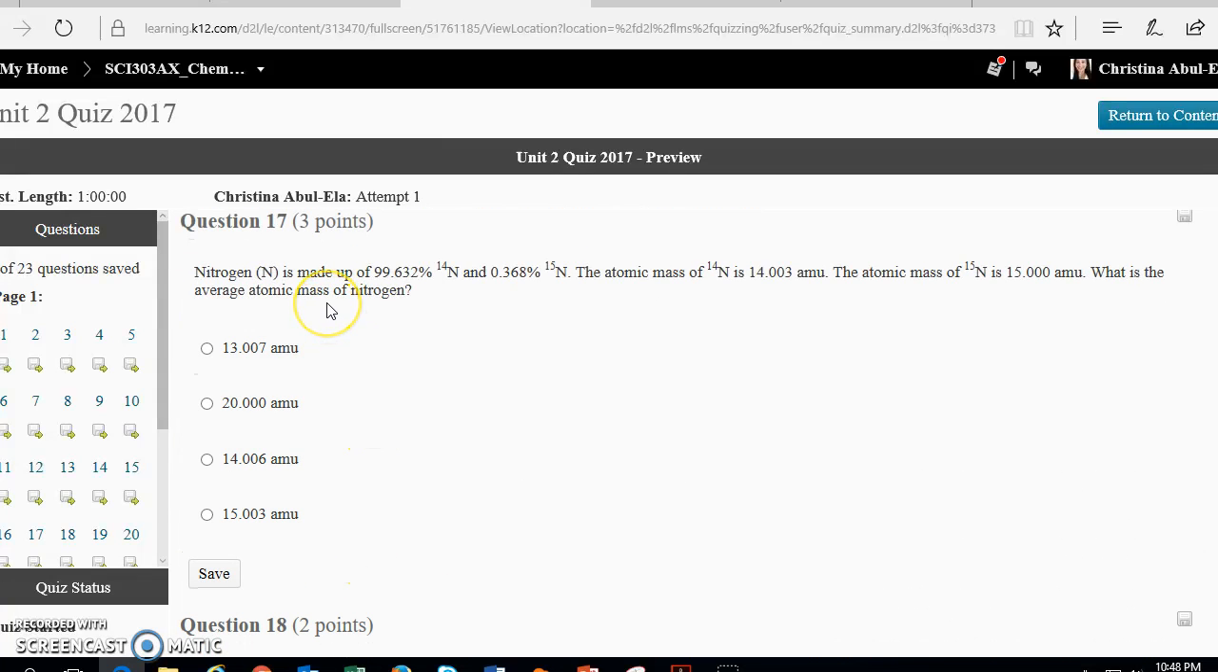Question 17. Nitrogen is made up of 99.632% nitrogen-14 and 0.368% nitrogen-15. The atomic mass of nitrogen-14 is 14.003 atomic mass units. The atomic mass of nitrogen-15 is 15 atomic mass units. What is the average atomic mass of nitrogen? Is it 13.007, 20.000, 14.006, or 15.003?